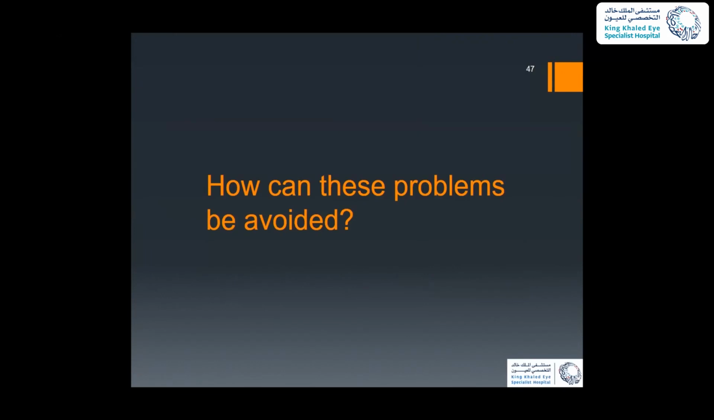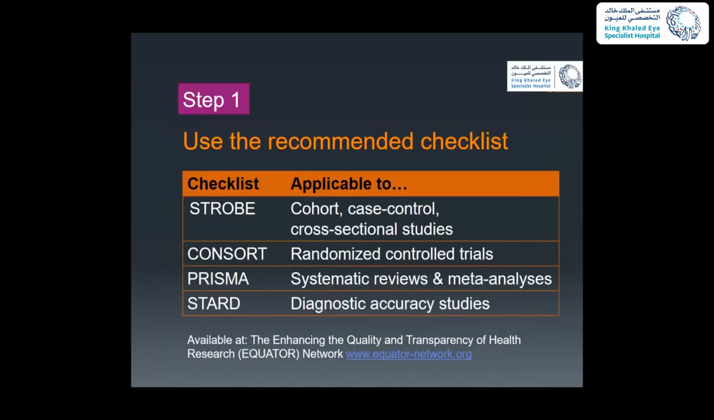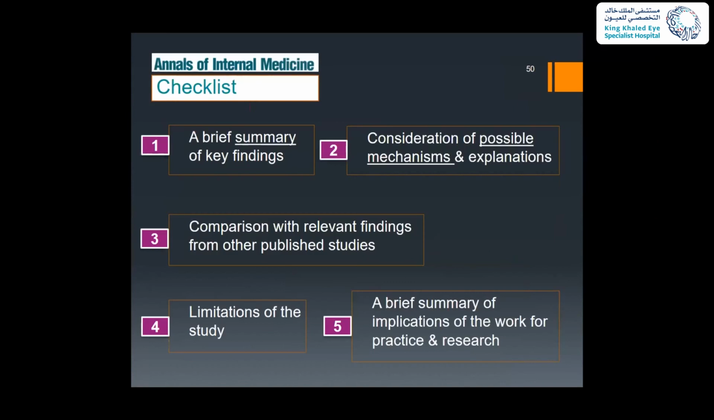How can these problems be avoided? Follow these checklists. Always they have checklists, and for each and every element of the manuscript there are checklists. What should a title include? What should an abstract include? What should an objective include? And what should a discussion section include? My focus is the discussion section, because that's the most important.